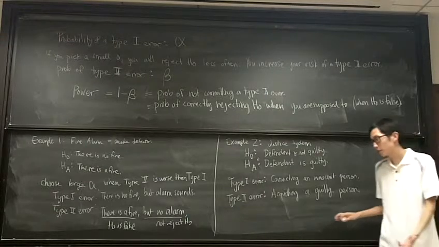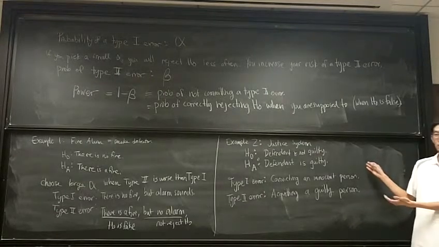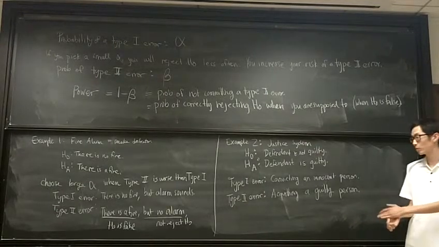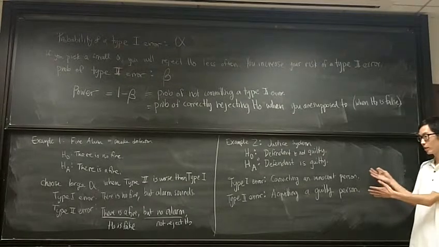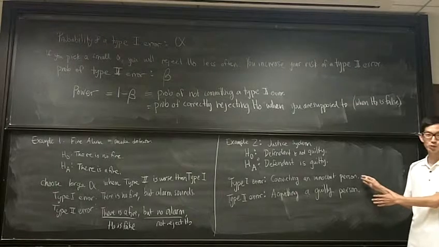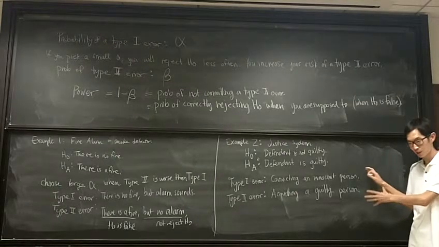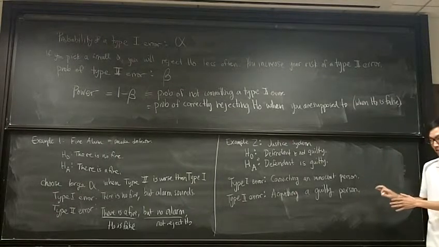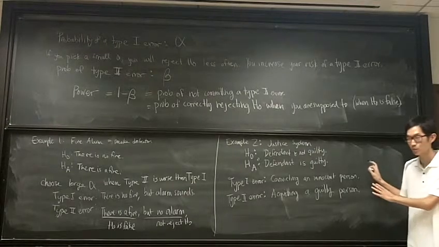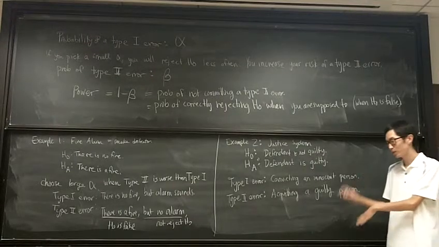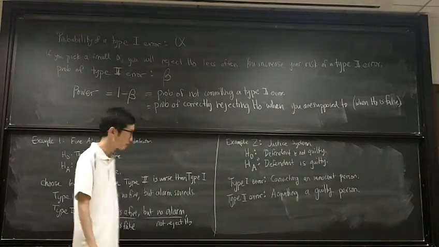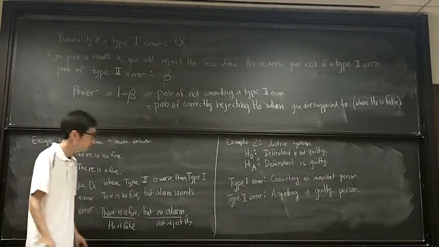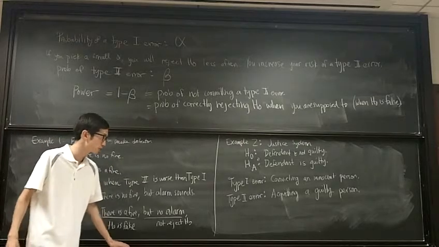And this is one of the biggest arguments against using the death penalty: committing a type 1 error is a very bad thing, and the fact that there's even a possibility of committing a type 1 error is reason to do away with the death penalty. Okay, people will argue both sides, yes or no to that.